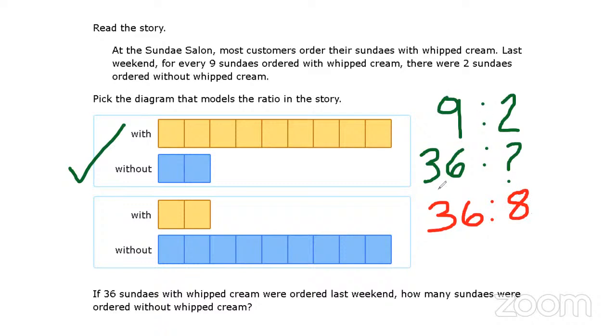groups of 9 we can get from 36. So we can multiply each of those equal groups by the number of Sundays we have without whipped cream, and that will give us the total. So 36 divided by 9 is 4, and 4 times 2 is 8. And so we now know that there are 8 Sundays ordered without whipped cream.